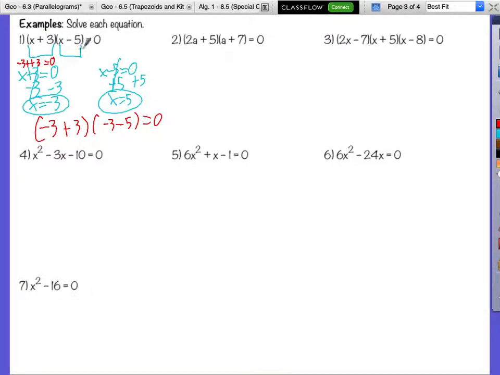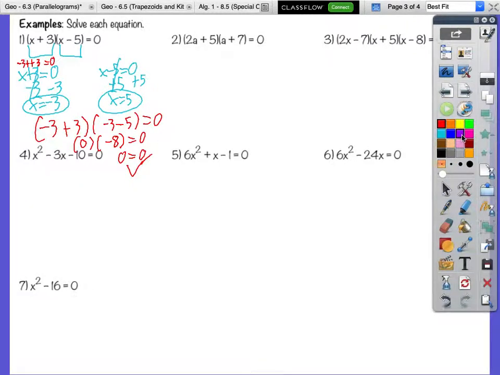I took this original equation and I just substituted in this negative 3 for x. If I go through and simplify, what's negative 3 plus 3 in this first parenthesis? And what's negative 3 minus 5? Negative 8. And what would 0 times negative 8 be? And so did it work? Yes, it checked out. Even though this x doesn't equal 0, it equals negative 3, it makes the whole problem 0, because it makes this first factor 0.